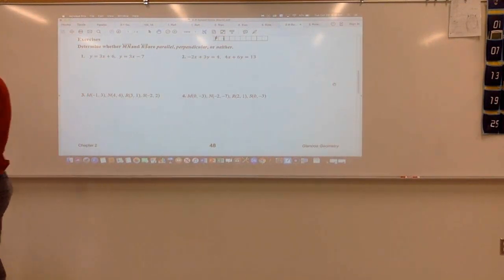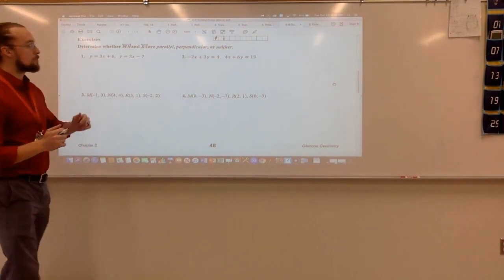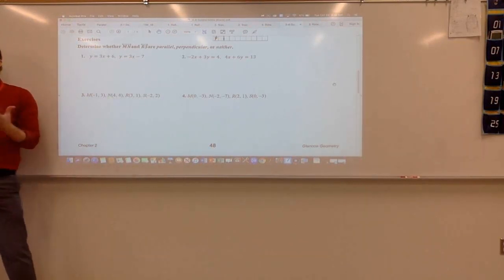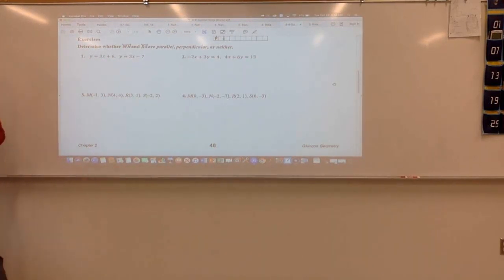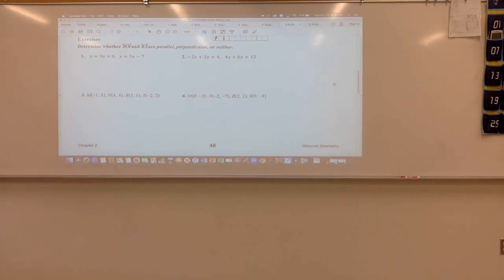Alright, today, as I mentioned, we're just going to look at equations of parallel and perpendicular lines. Some of this note sheet looks just like what we did before, so we're not going to do this whole note sheet. We're just going to do a few specific examples. I want to start down here in the exercises, where it says determine whether these two lines are parallel, perpendicular, or neither.